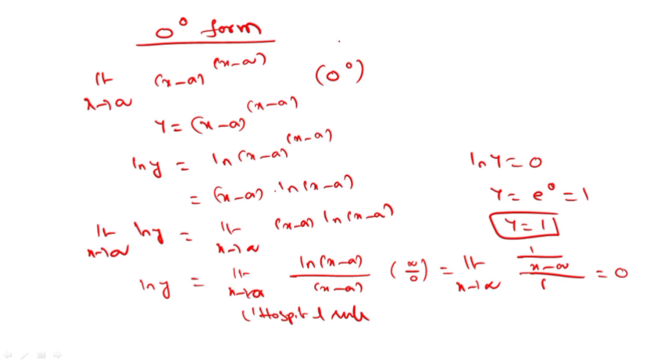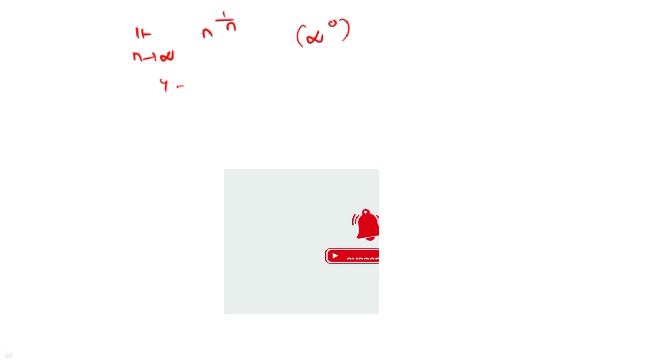So this is the case of 0 power 0. Whenever it is 0 power 0 or infinity power 0, we should go by taking ln. You solve that kind of problem by taking ln. I would like to give you an example of infinity power 0. See, infinity power 0: limit n tends to infinity, n power 1 by n. This is in the form of infinity power 0.